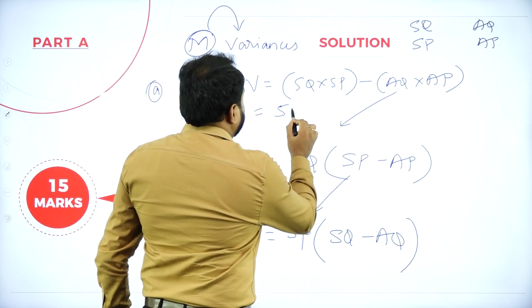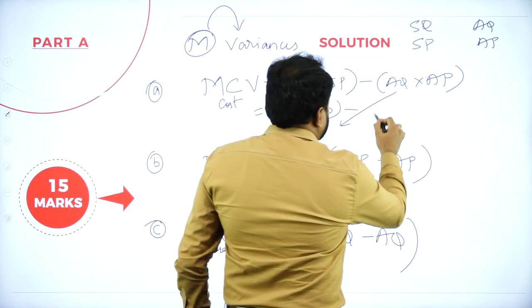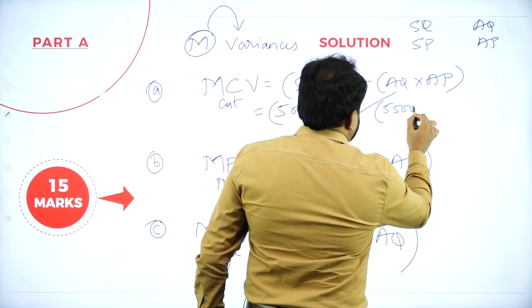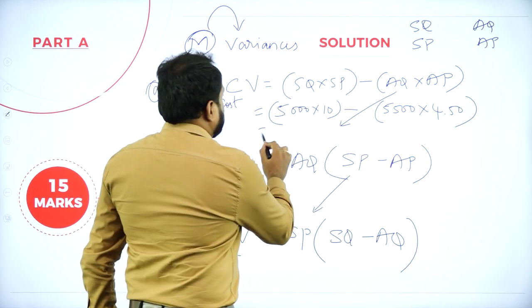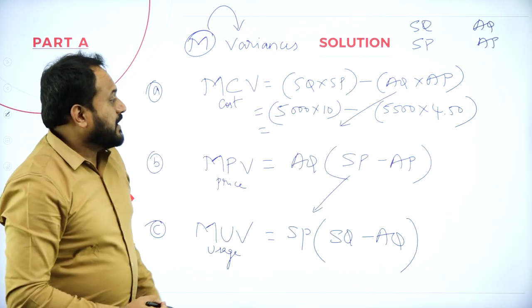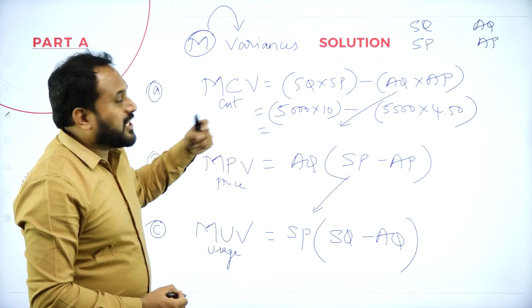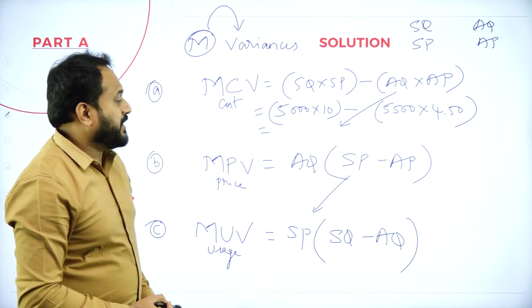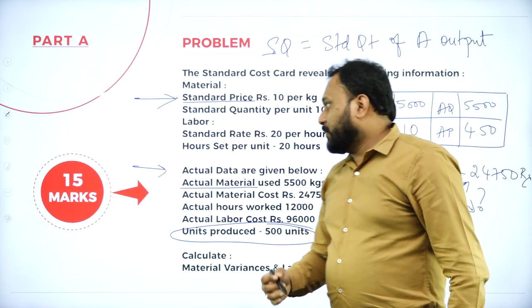5000 into 10, minus 5,500 into 4 rupees 50 paisa. Now substitute, and you will get the answer. Denote that in rupees, because all the variances, material cost variance, price variance, usage variance, are in rupees.